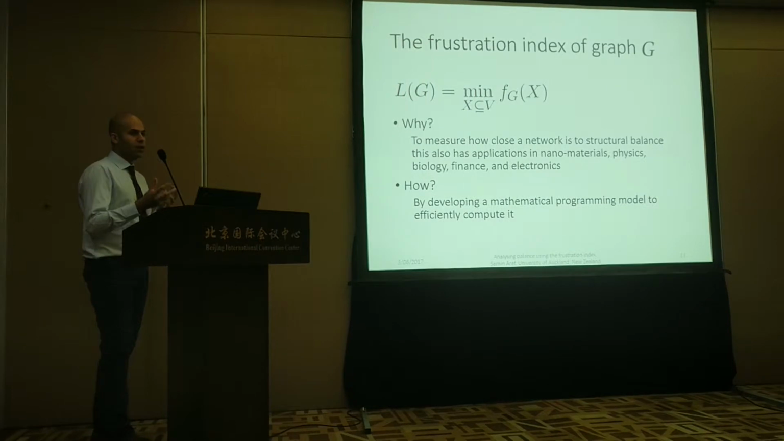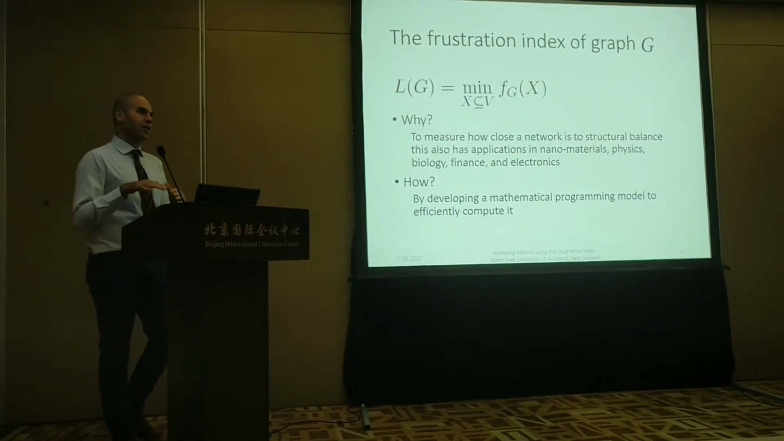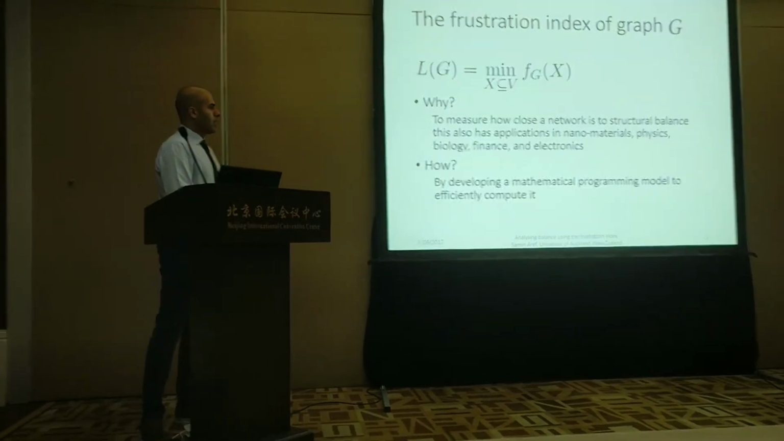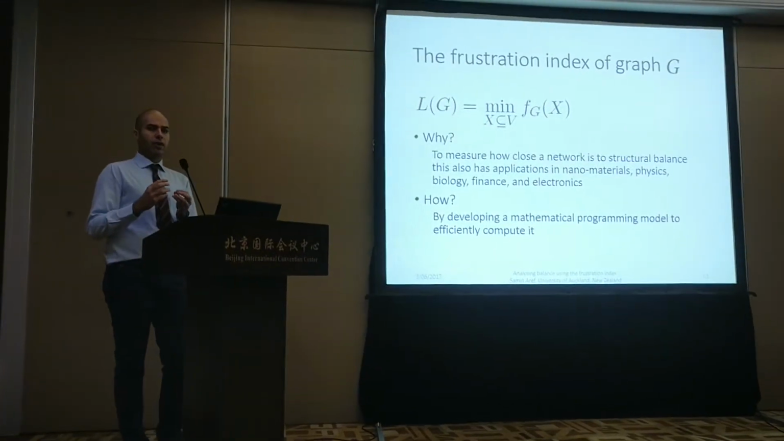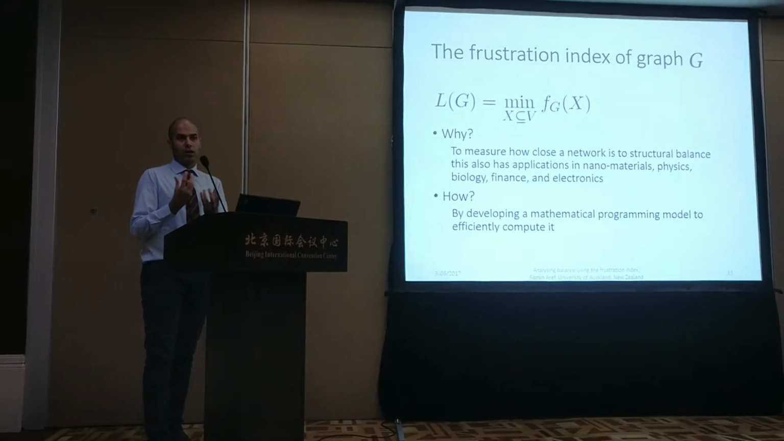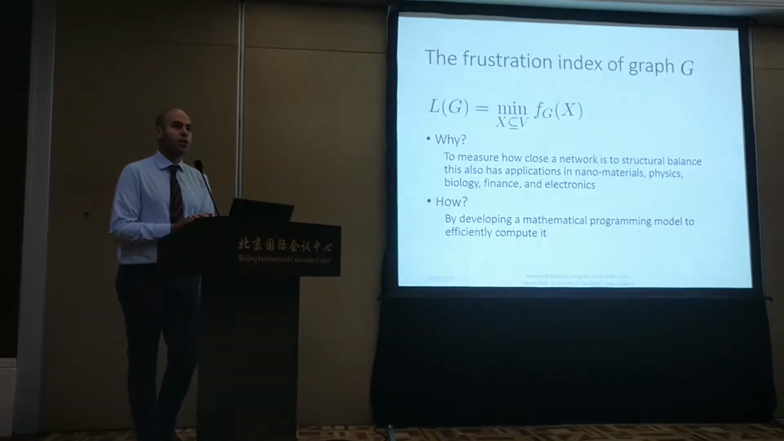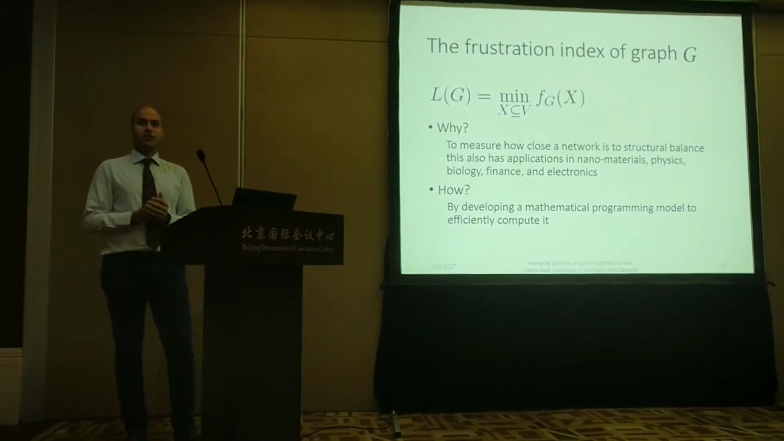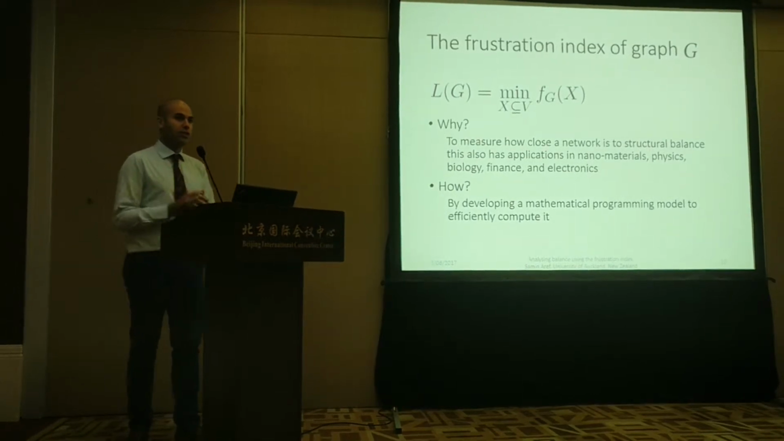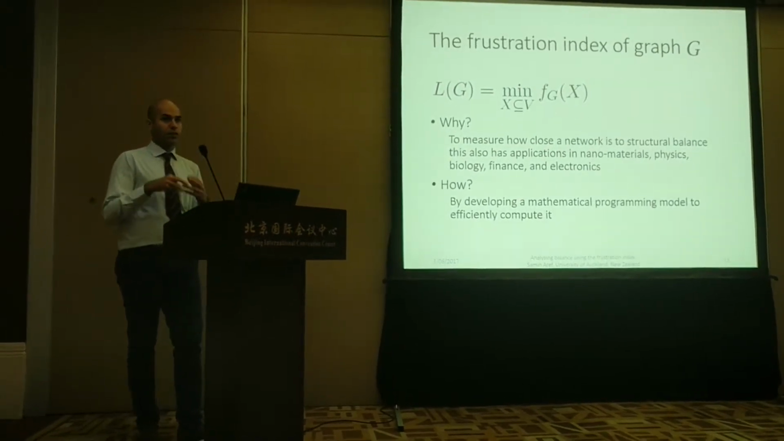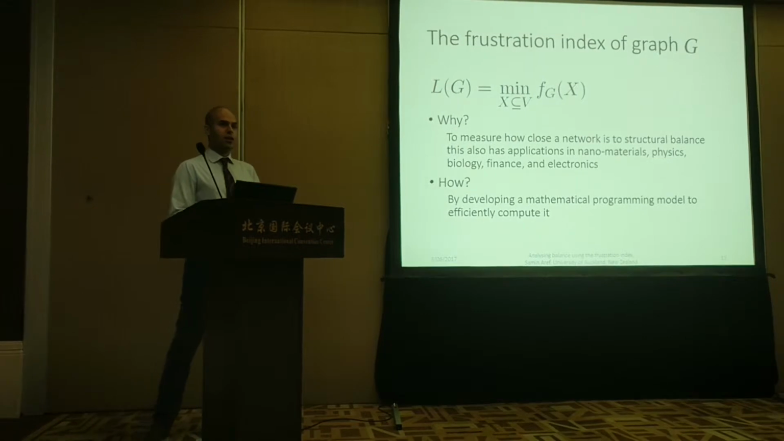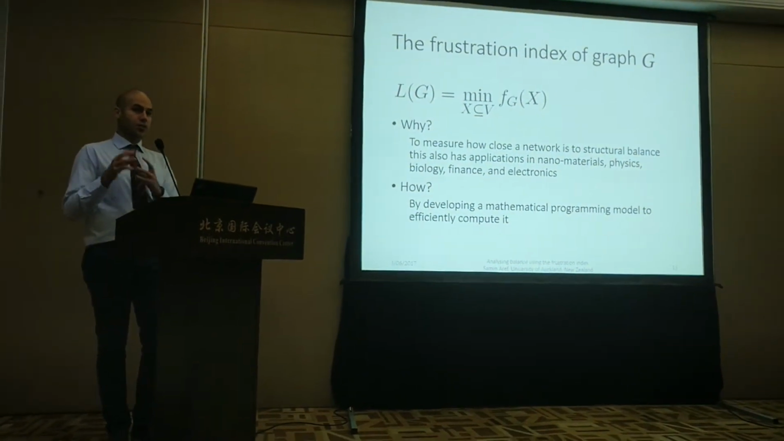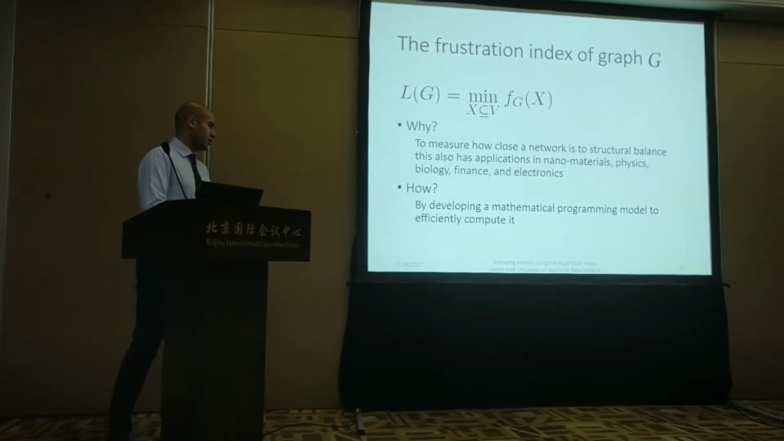In nanomaterials, the minimum energy state of a ferromagnetic material is the frustration index. In biology, we have decomposition of a biological network into monotone subsystems, and the number of these subsystems is the frustration index. In finance, a portfolio of securities can be managed by calculating the frustration index, and in electronics, the number of phase conflicts in integrated circuit design is the frustration index.